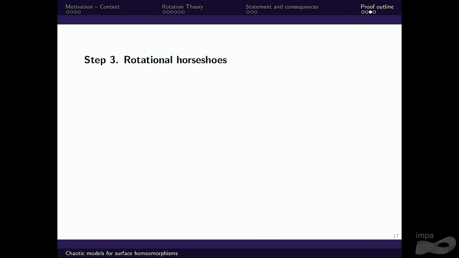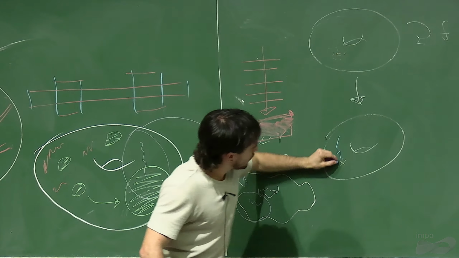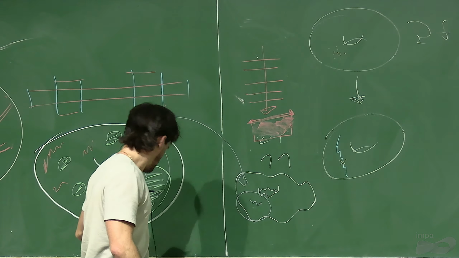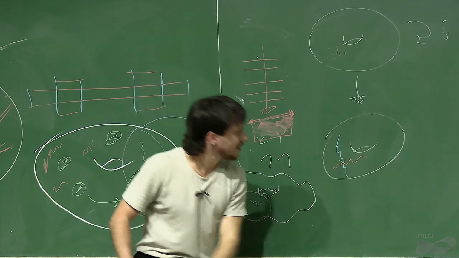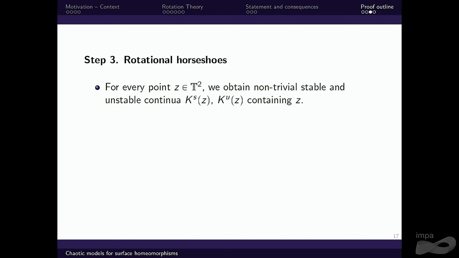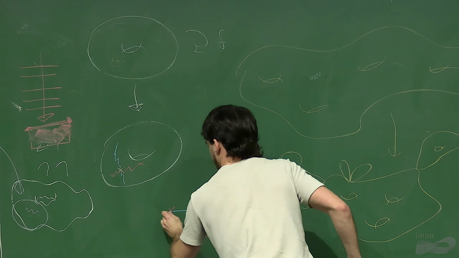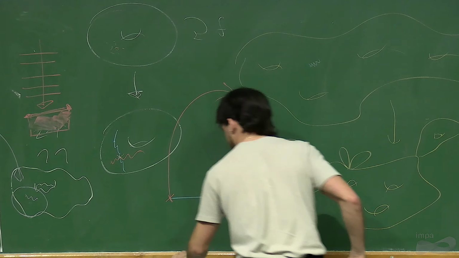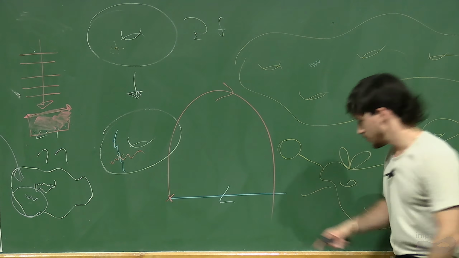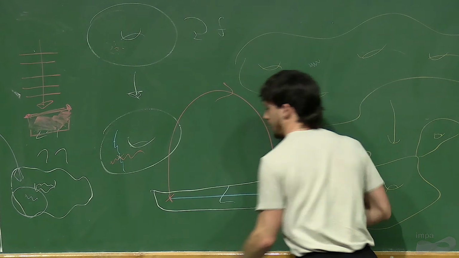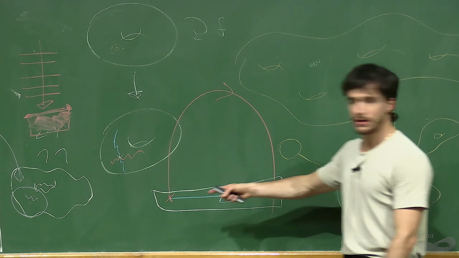So, rotational horseshoes. This is a little bit of a technical part. The idea is that in the quotient, every point will have a non-trivial stable set and a non-trivial unstable set. And what you do, in the spirit of the lambda lemma, is build heteroclinic intersections. You might know this drawing. If you have a hyperbolic fixed point and a homoclinic intersection, then this implies a horseshoe. You draw a rectangle here, and as an exercise, you show that an iterate of that does a horseshoe.